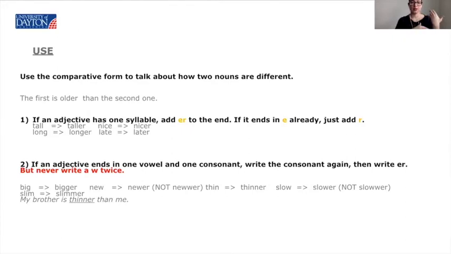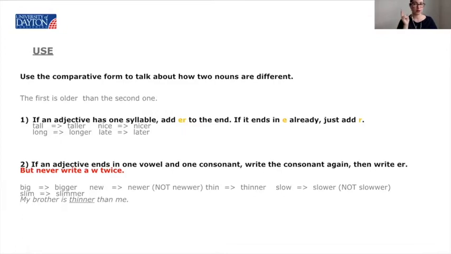If an adjective ends in 1 vowel, remember that the vowels are A, E, I, O, U, and 1 consonant, which are the rest of the letters of the alphabet, like B, C, D, G, Z, T, whatever. Write the consonant again, then write ER.